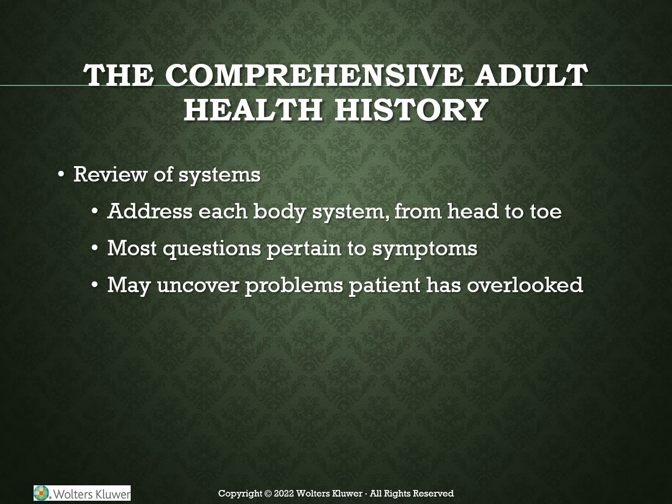When you're getting to the end of your comprehensive health history, you will complete what we call a review of systems. A review of systems is exactly what it says it is and addresses each body system from head to toe. If there are no problems with the system, you will simply put none. The purpose of the review of systems is to make sure that a patient has not overlooked certain signs and symptoms and may uncover problems the patient has missed or not seen as important.